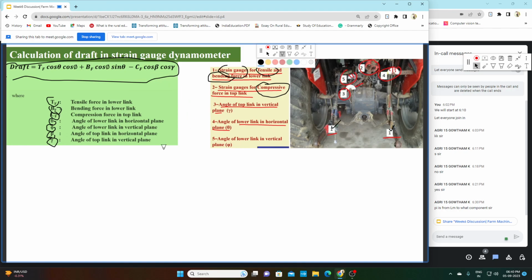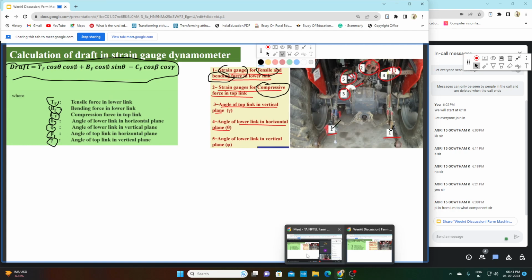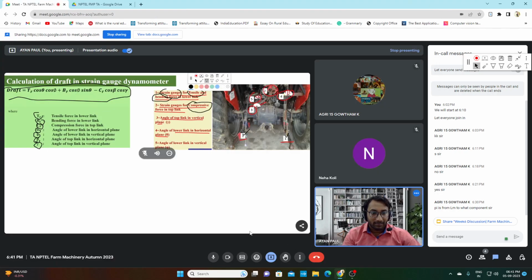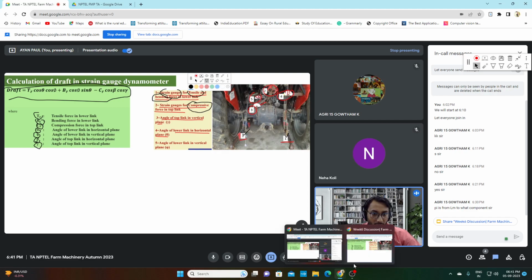Okay, so is this clear, how we have conducted the experiment and how we reached the formula? Is this clear? Any doubt in this? Okay, so I think no doubt.